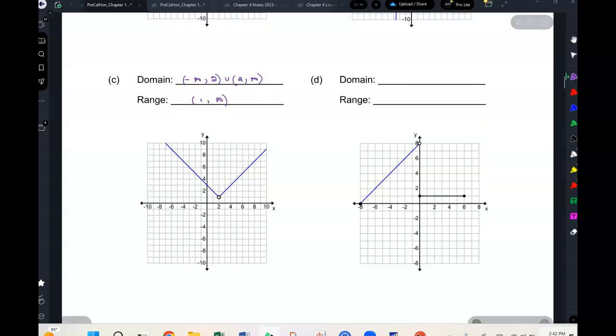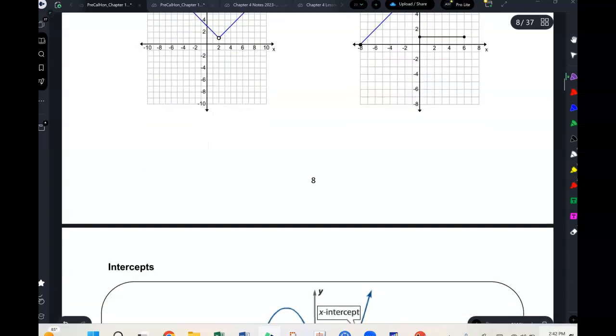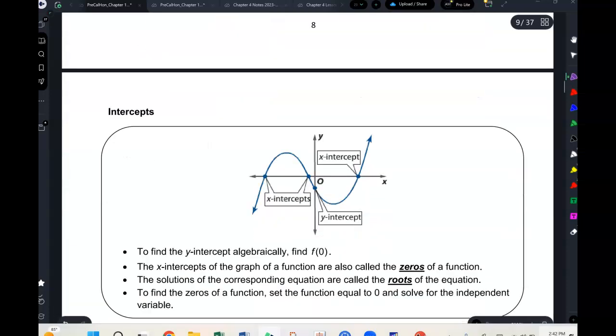Okay, what about domain for this one? -8 to 6, all inclusive. You don't stop at the 0, because where one leaves off, the other one just picks up. And it's closed on both ends. Now the range goes from 0 to 8. Closed and then open. Fabulous. Okay, let's talk about intercepts.